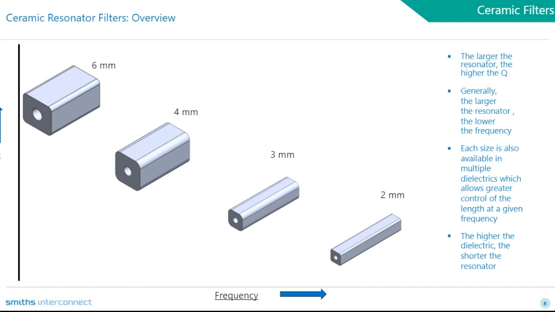From this slide, we can see that ceramic resonators are available in various sizes to allow the designer to work at various frequencies. For each of these sizes, there are even numerous dielectrics available to allow further control over the overall footprint. Looking at this visual comparison, we quickly see the relationship between size, frequency, and quality factor, or Q, which we'll be speaking about in coming slides. Generally, the higher the frequency, the smaller the resonator, and the lower the Q performance.